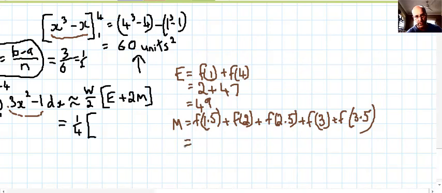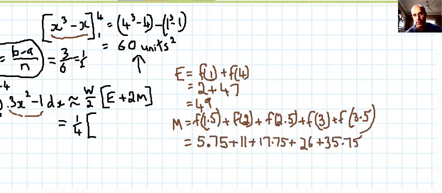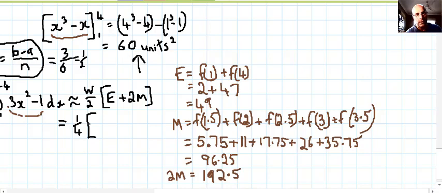Then we just have to evaluate those by substituting into 3x squared minus 1, and we get the following as such there. And then the last step is to add that to get M. So M comes out as 96.25, and you may even wish to work out 2M while you're at it, which is 192.5. We just multiply it by 2. It's time to sub those into the equation now. And so it's E, which was 49, plus 2M, which is 192.5, and add those together, then multiply it by a quarter.